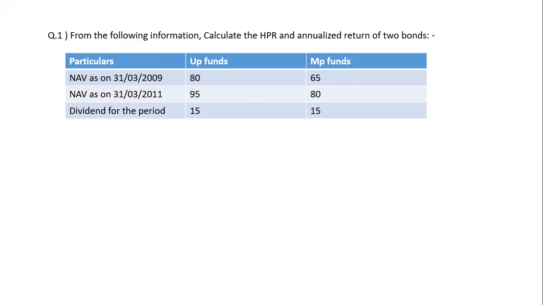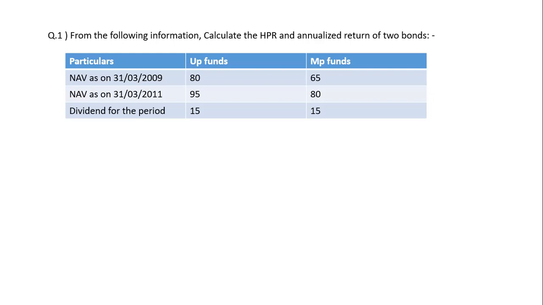Next was MP funds. You purchased MP funds on 31st March 2009 at 65 and you sold at the NAV of 80. You can see you have increased. When the price increased, you sold at 80. This is giving you again profit. Also, you have dividend income from this MP fund, that is 15 rupees in the bank. You received this money in the bank account. Okay.